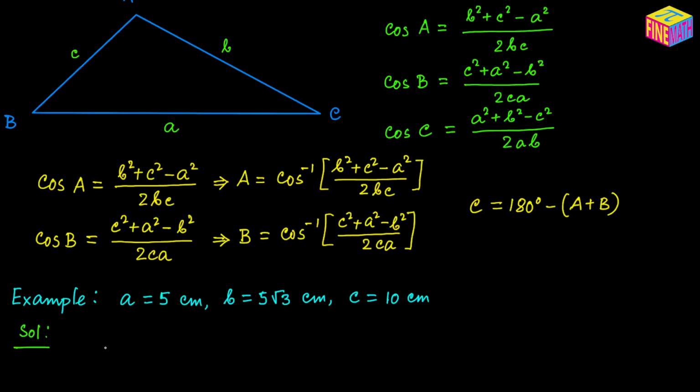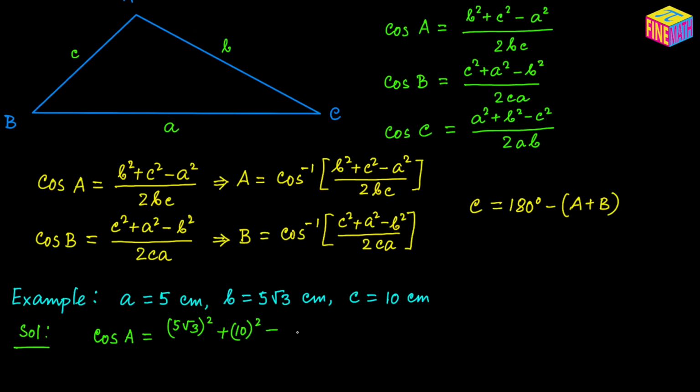So what is cosine of A then? In this case, cosine of A will be equal to b squared plus c squared minus a squared over 2 times bc. Now in this case, what is b? b is actually 5 times square root of 3. So 5 times square root of 3 whole squared, that is b squared, plus c squared. What is c? c is actually 10, so that would be 10 squared. So that is b squared plus c squared minus a squared.